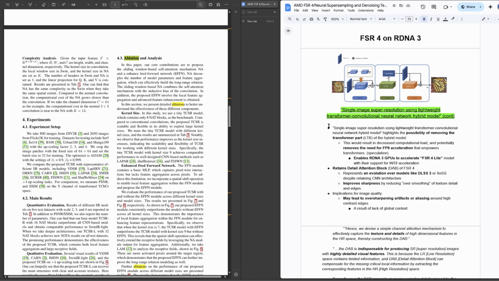But I've heard a lot of rumors that apparently they're quote-unquote considering porting FSR 4 to RDNA 3. And what I think that really means is that they are planning on doing that. They just don't want to be obligated to do it. They want to reserve the right to potentially not release it if it doesn't turn out well.